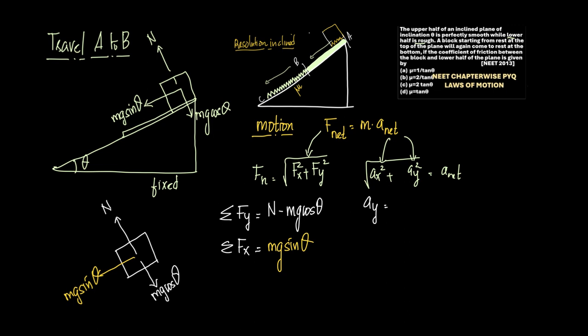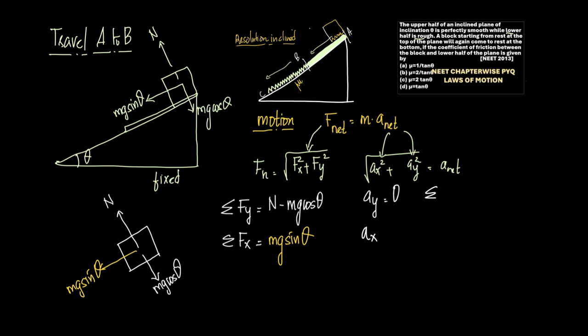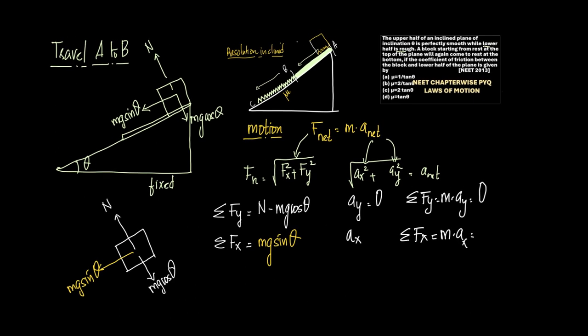So if there is no motion in the vertical plane, what can we write for Ay? We can write that Ay is equal to 0, right? And there would be a component present called Ax. Now, if Ay is equal to 0, sigma Fy is equal to m into Ay, which is m into 0, that is 0. And sigma Fx will be equal to m into Ax, which is equal to m into g into sine theta.